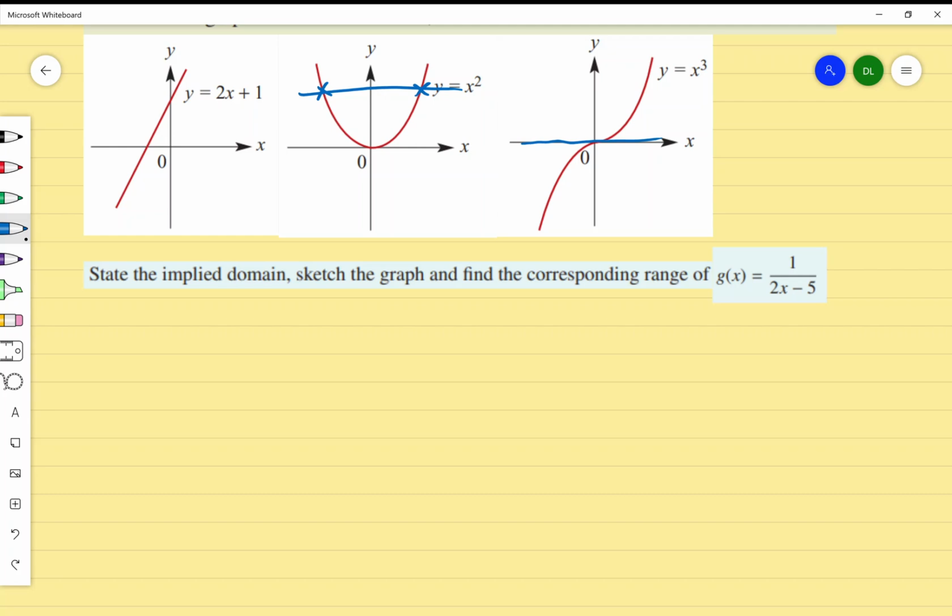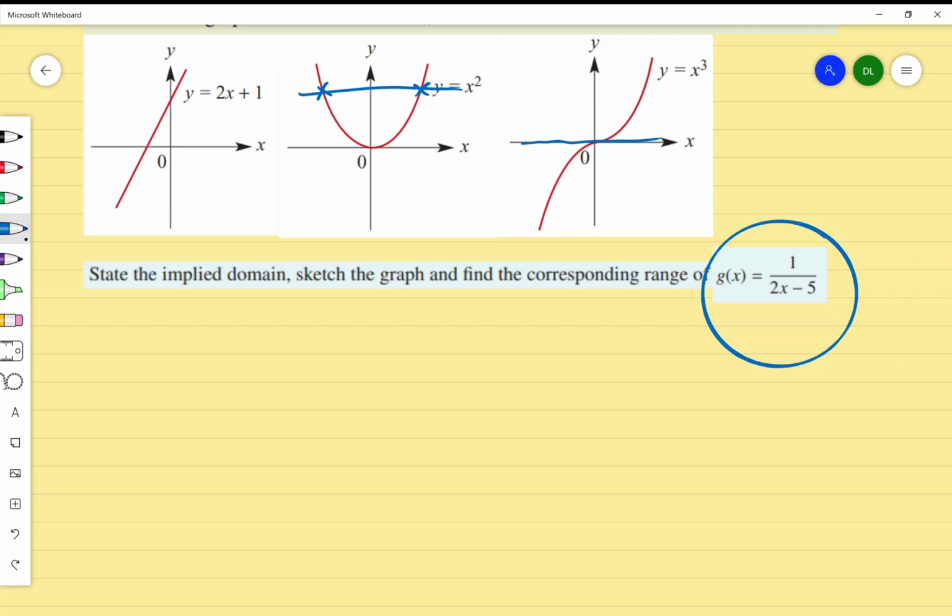Now, I do want to say that for this function over here, remember that implied or maximal domain is the set of all real numbers for which the rule of the function has meaning. If I have a function like this, now we haven't actually tackled equations like this in the past because it's more stuff that we covered in chapter 4 and we will cover in chapter 4.